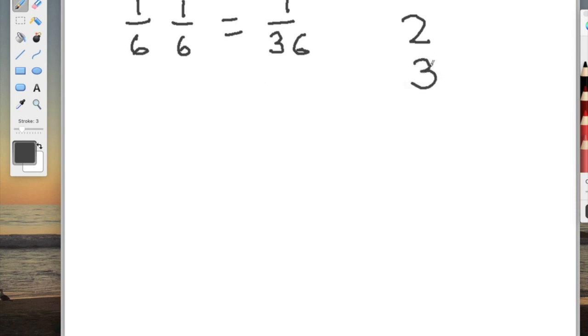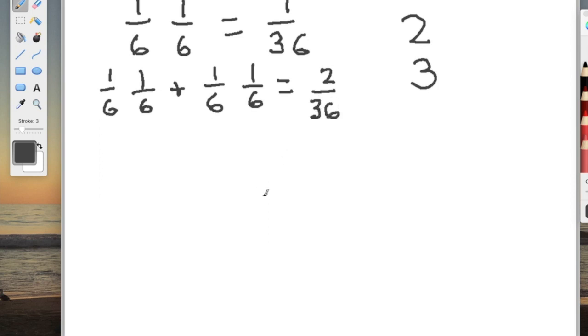For a 3, I can roll a 1 and a 2, or a 2 and a 1, okay? So I have a 1 in 6 chance of rolling a 1, and with the other die, a 1 in 6 chance of rolling a 2, plus a 1 in 6 chance of rolling a 2 with the first die, and a 1 in 6 chance of rolling a 1 with the second die, and therefore I have a 2 over 36 chance, or 1/18th, of rolling a 3, or some combination of dice.